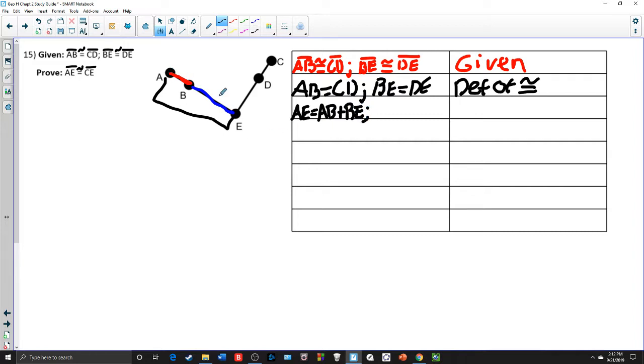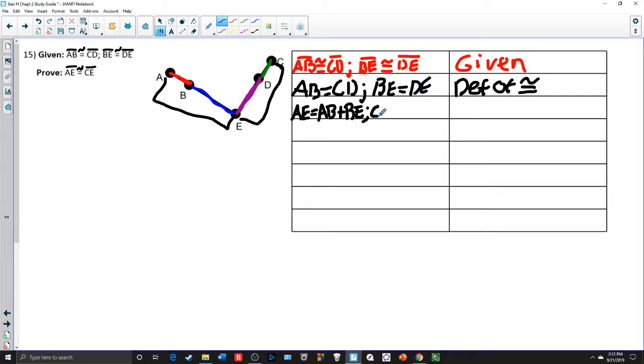So I'm saying that the big segment is made up of these two small segments. And then I'm also going to do the same thing over here. CD and DE make up my big segment of CE. That makes up that big segment. So I'm going to try to squeeze that in here the best I can.